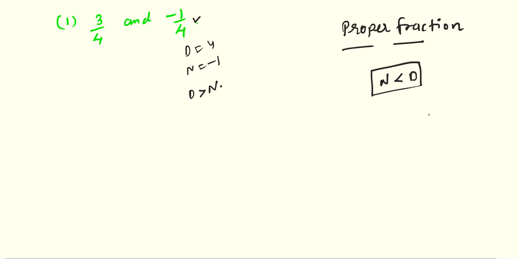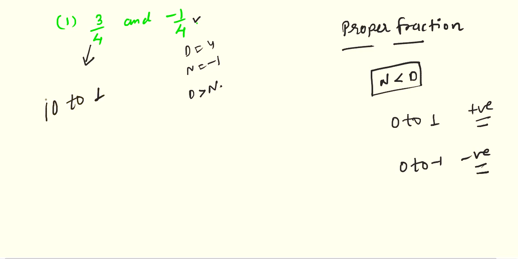Now whenever you have a proper fraction, you will always plot it between 0 to 1 if it is a positive fraction, and 0 to minus 1 if it is a negative fraction. That means 3 by 4 is a proper fraction and 3 by 4 is positive. This means you will plot 3 by 4 on the number line between 0 and 1. Okay. If you divide 3 by 4, it is not divisible, so it will take decimals.